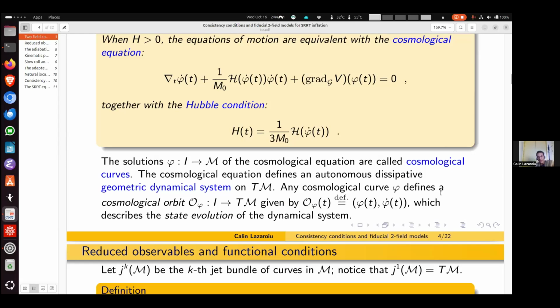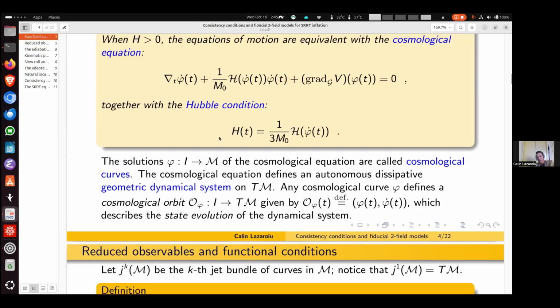And now, of course, any cosmological curve defines a cosmological orbit, which is a curve in the tangent bundle to M, which is given simply by taking the value of phi at a point and the value of phi dot at a point. Of course, implicitly phi dot is just a vector in TM, so it includes its base point. So this notation is a bit redundant. So you could also say that O phi of t is just phi dot of t as a vector in TM.